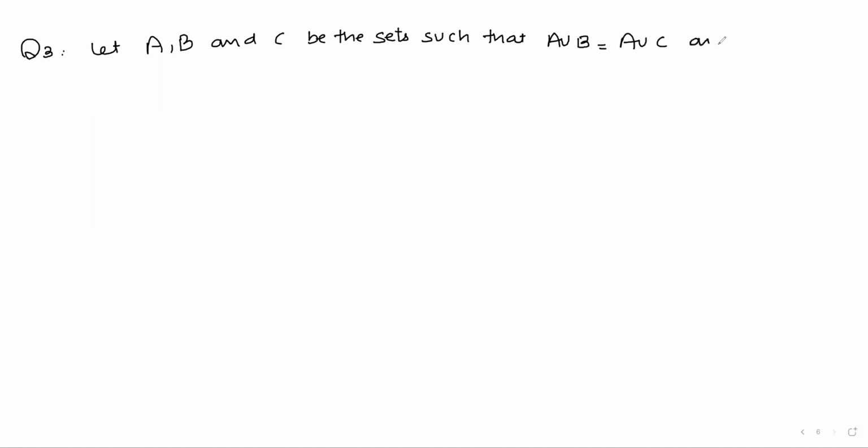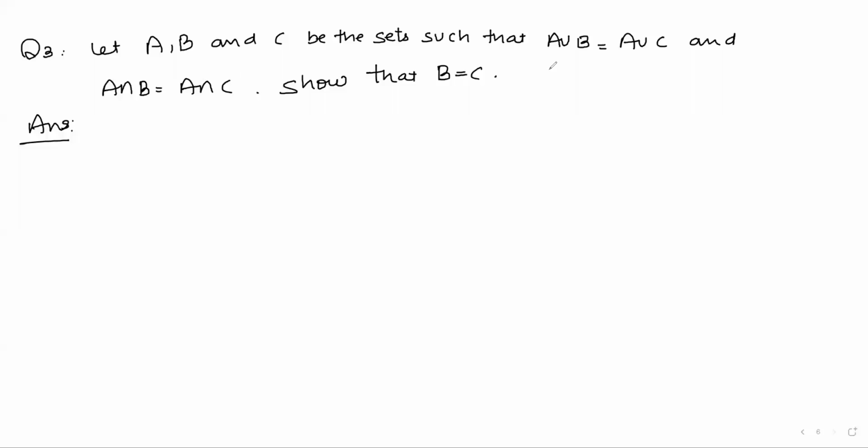So we will try the third one. Third: let A, B, and C be sets such that A union B is equal to A union C and A intersection B is equal to A intersection C. Then show that B is equal to C. Okay.